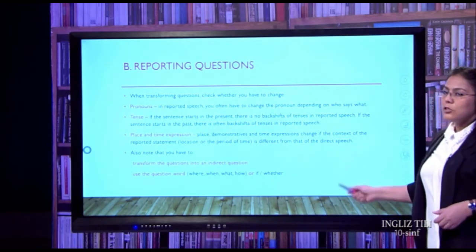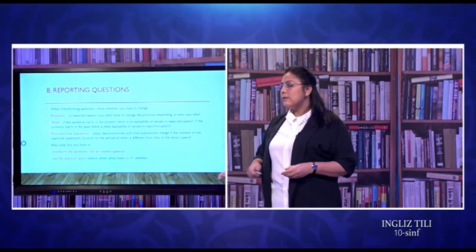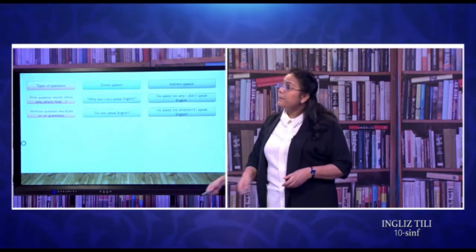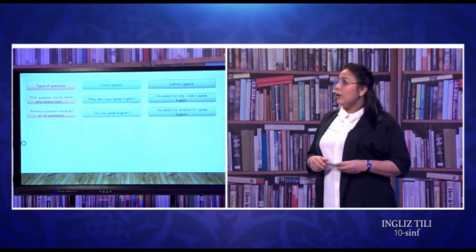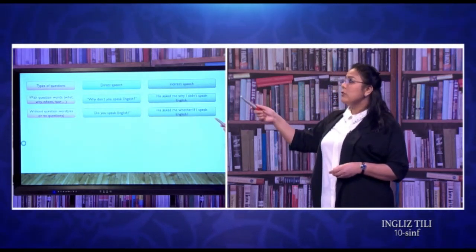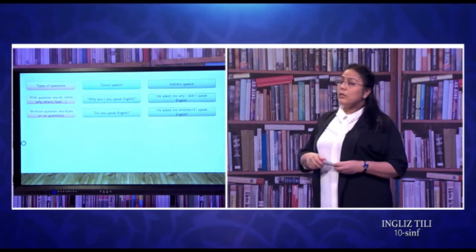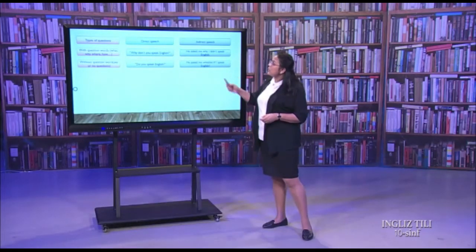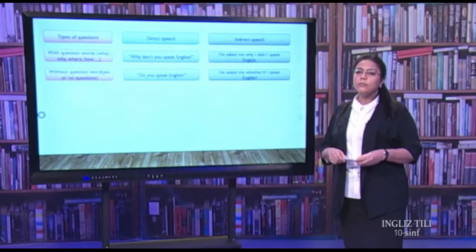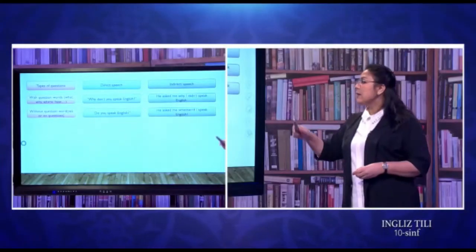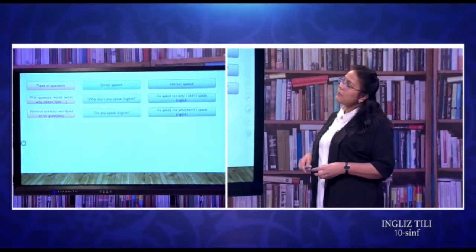Here we should pay attention to general questions and special questions. Let's see. If we are using the questions with what, why, where, how, here we have an example: why don't you speak English? If we change this into indirect speech, we use "he asked me." We leave the same word why, but we change the person and turn the sentence into a statement instead of an interrogative sentence. Here it comes like this: He asked me why I didn't speak English.